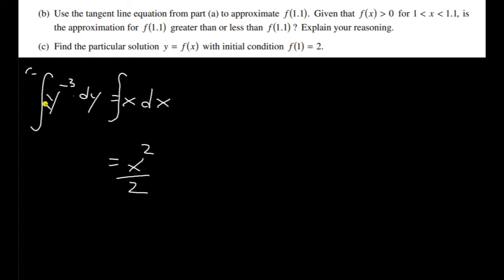So it became y to the negative 3. Now when we integrate this, we add 1 and divide by that new number. We add 1 to negative 3, we get negative 2, and divide by negative 2. That'll get us y to the negative 2 over negative 2 equals this plus c. Remember, for these differential equations, you only put the plus c once.